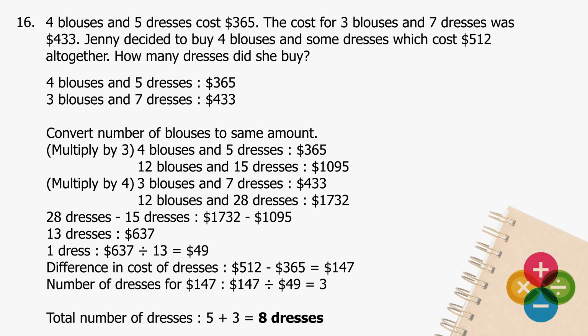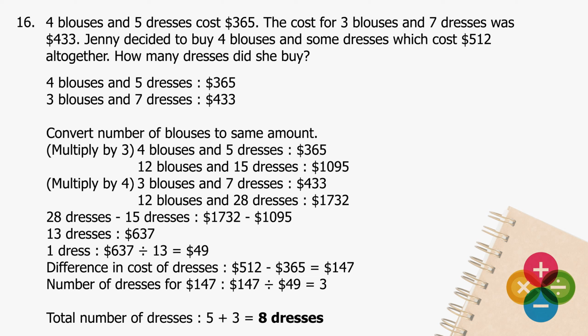The cost of 4 blouses and 5 dresses is $365. The cost of 3 blouses and 7 dresses is $433. Convert the number of blouses to the same amount. Multiply 4 blouses and 5 dresses equal to $365 by 3, and the new equation will be 12 blouses and 15 dresses is equal to $1,095. Multiply 3 blouses and 7 dresses equal to $433 by 4, and the new equation will be 12 blouses and 28 dresses is equal to $1,732.